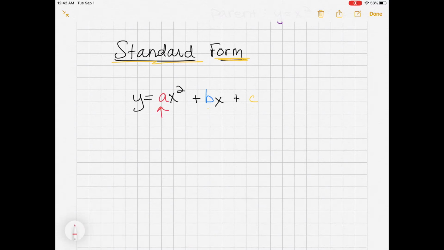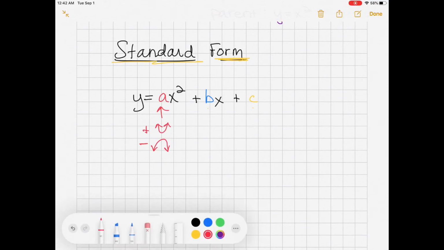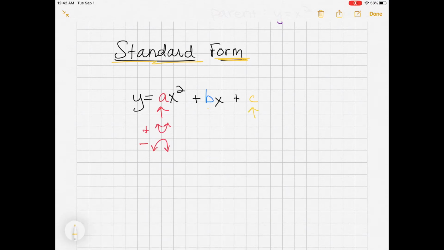A tells us if it's positive, it's going to go upwards. If it's negative, it's sad. It's going to go upside down, okay? It also tells us, depending on what number it is, if it's going to be very wide or very skinny, okay? The C value, we already talked about this, but the C value tells us that it's going to go up if it's positive, and it's going to go down if it's negative, and that changes where the vertex is by up or down.